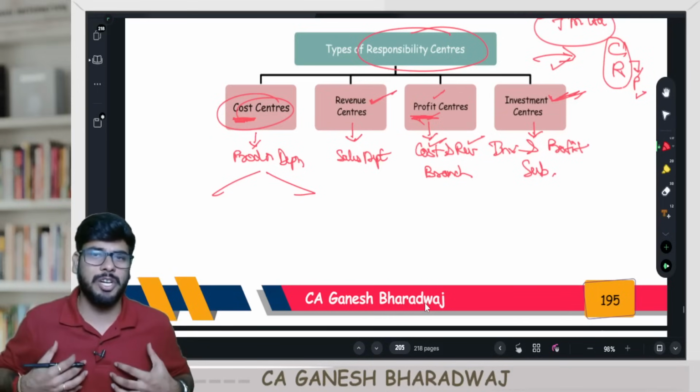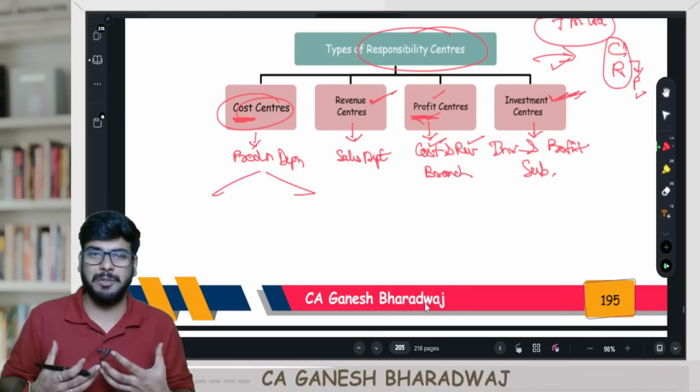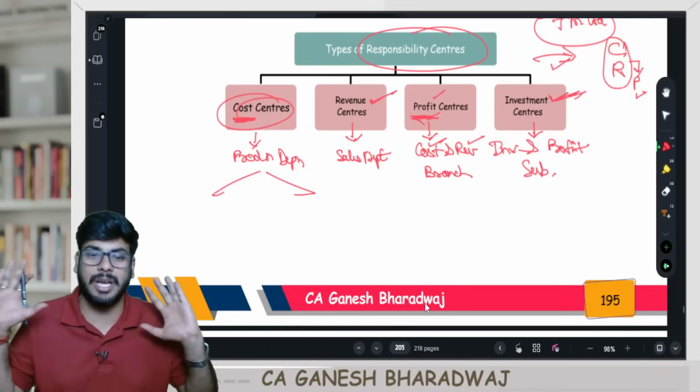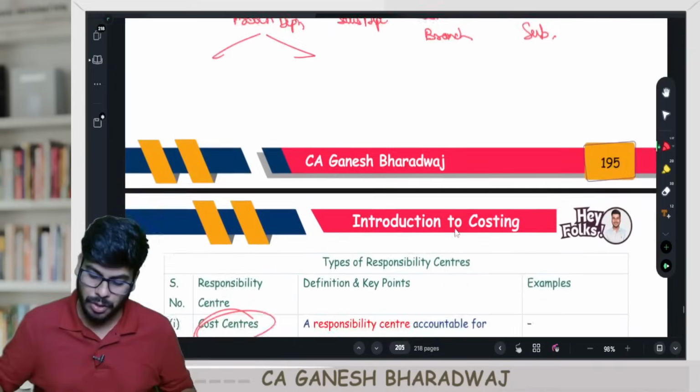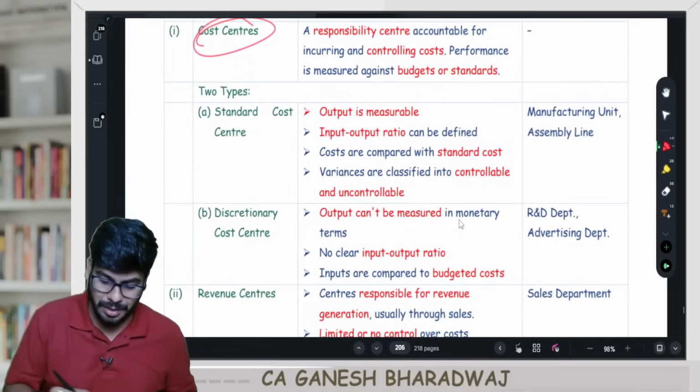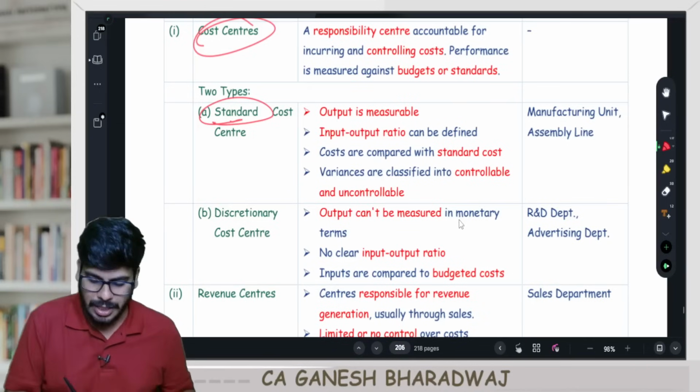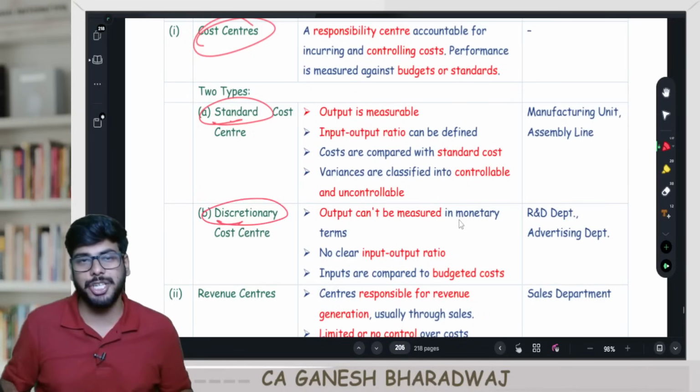In cost center, what do you mean by a cost center? It is that responsibility center which is responsible only for incurring cost. You don't generate any revenue. There are 2 types of cost centers. One is a standard cost center. The other one is called a discretionary cost center.